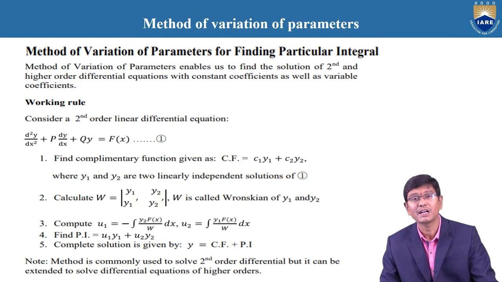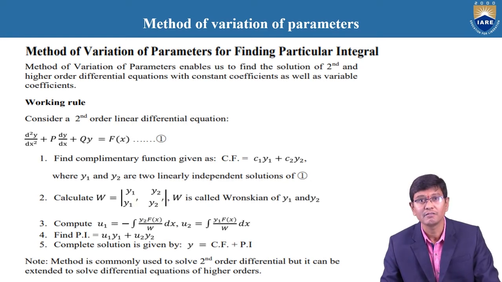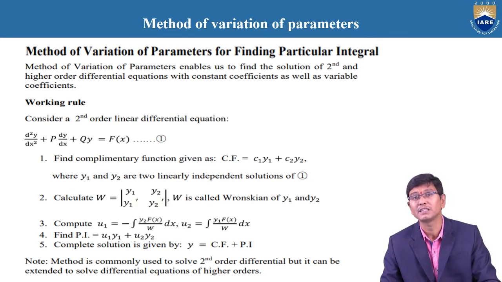After reducing to the standard form, we need to find the complementary function. With the help of the complementary function, we assume that the complementary function is equal to c1 into y1 plus c2 into y2. Here y1, y2 are functions of x only. Depending upon case 1, case 2 and case 3, we assume c1 y1 plus c2 y2, where c1, c2 are constants.